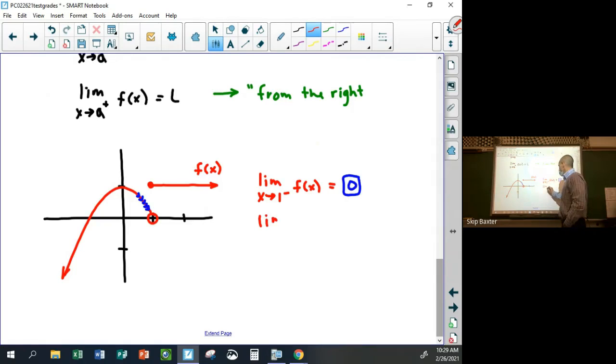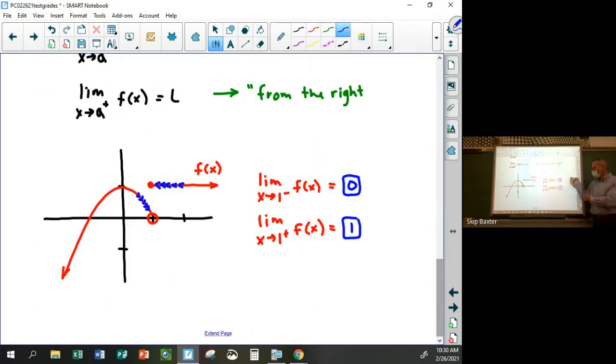Limit as x goes to 1 from the right, f of x. Same scenario, but this time I'm walking along the curve right here to the right of x equals 1. What y value am I getting closer to? 1. In this case, it's constantly 1, but still I'm getting closer and closer to 1, right? So this one-sided limit would be 1. They're not equal to each other.